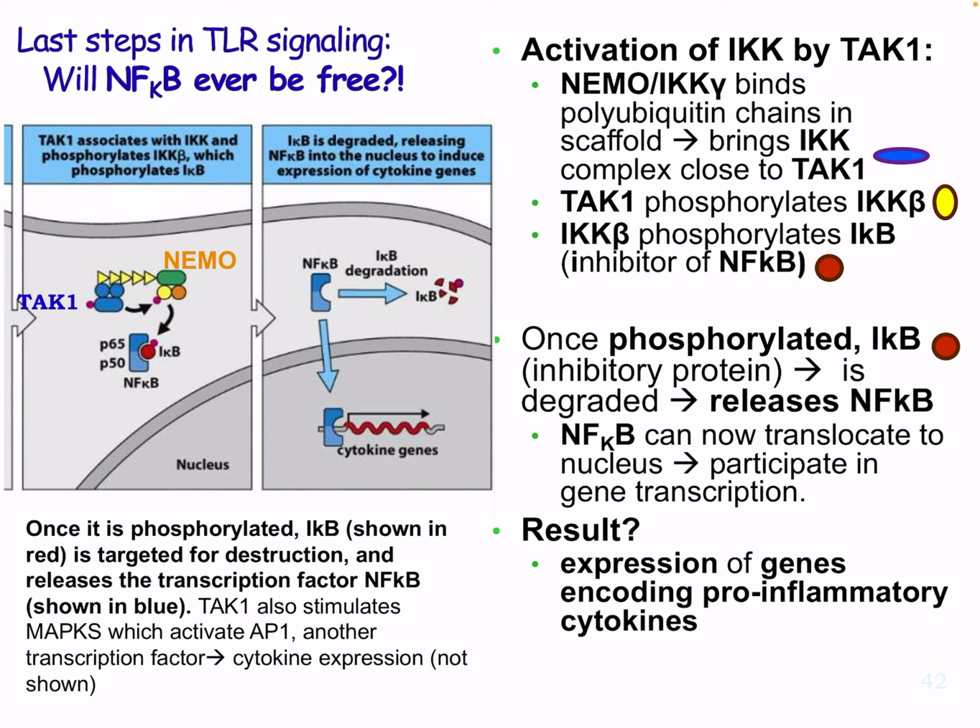So the last steps, we have the activation of IKK by TAK1. So NEMO, or IKK gamma, binds to polyubiquitin chains. The scaffold brings IKK complex close to TAK1. TAK1 phosphorylates IKK beta. IKK beta phosphorylates I kappa B, which is the inhibitor of NF kappa B. As we can see here, with this current situation, NF kappa B is inhibited and won't move to the nucleus. Once I kappa B is degraded and removed by IKK beta, it allows NF kappa B to be free and move to the nucleus to transcribe cytokines.